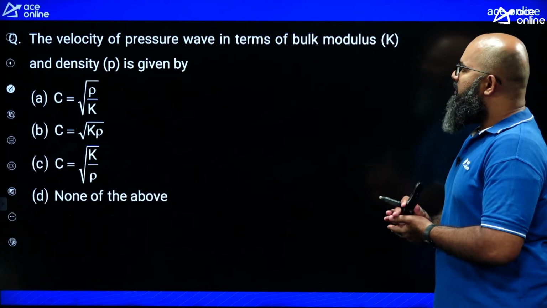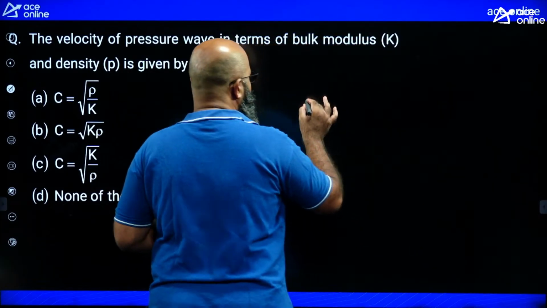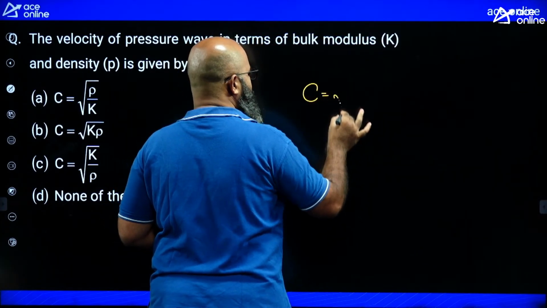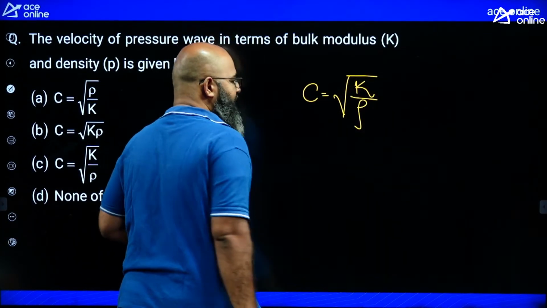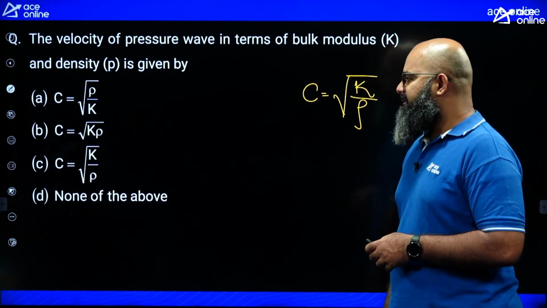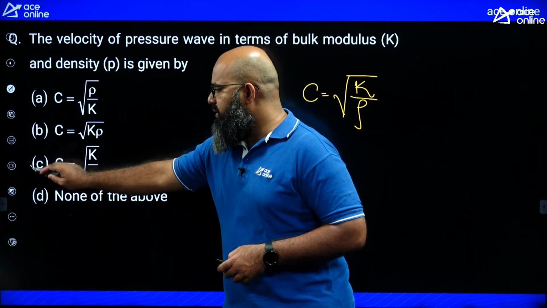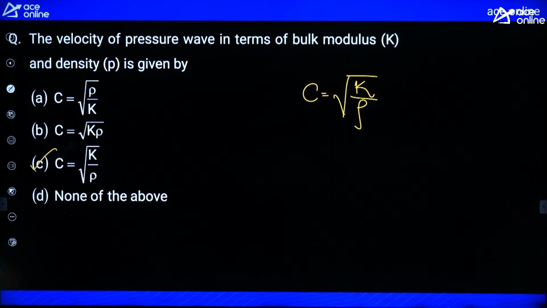Now, velocity of pressure wave in terms of bulk modulus is equal to how much? The value of C, basically, he is asking. C is equal to a very standard formula, root over of bulk modulus divided by rho. So root over of bulk modulus by rho, you can see over here, option C would be the correct answer.